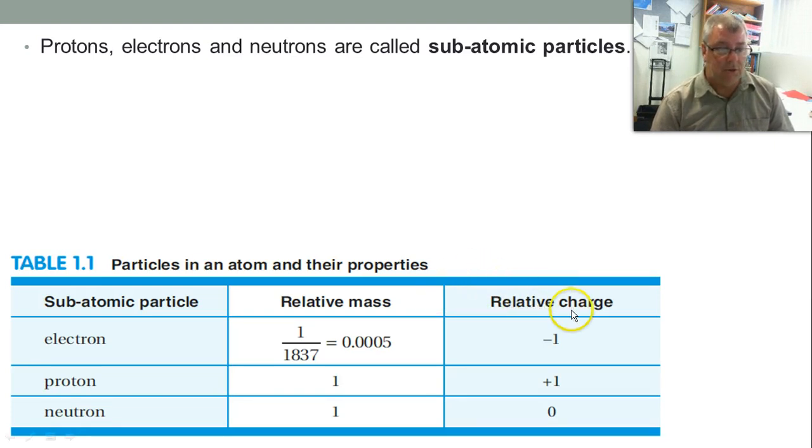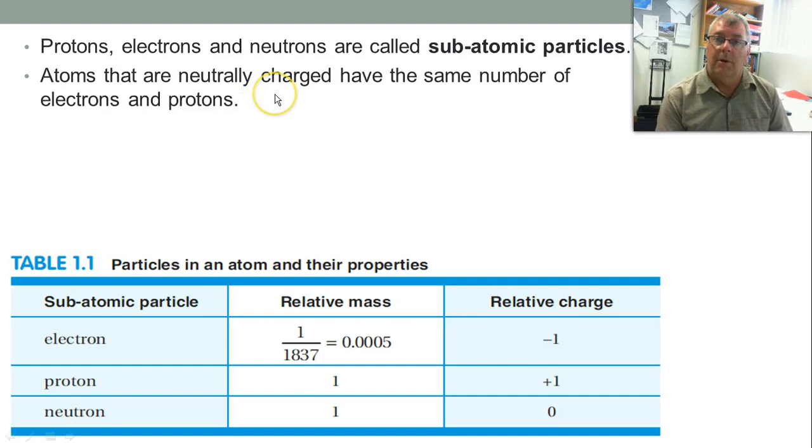But charge is a different story. The neutron has 0 charge. The protons and electrons have equal but opposite charge, so we call that -1 and +1. And there's no unit to that. If you do physics, we discover that charge does have a unit called coulomb, and this number 1 is actually not 1 coulomb. It's 1.6 times 10 to the -19 coulombs or something. But we don't need to know that in physical science. We can just say an electron has -1 charge, a proton has +1 charge.